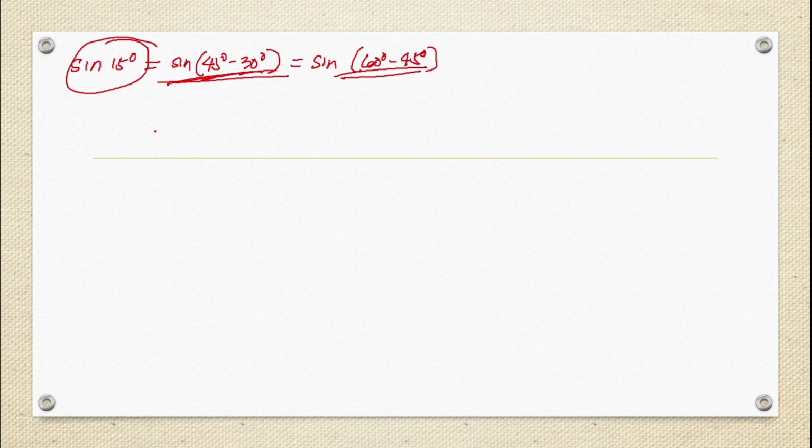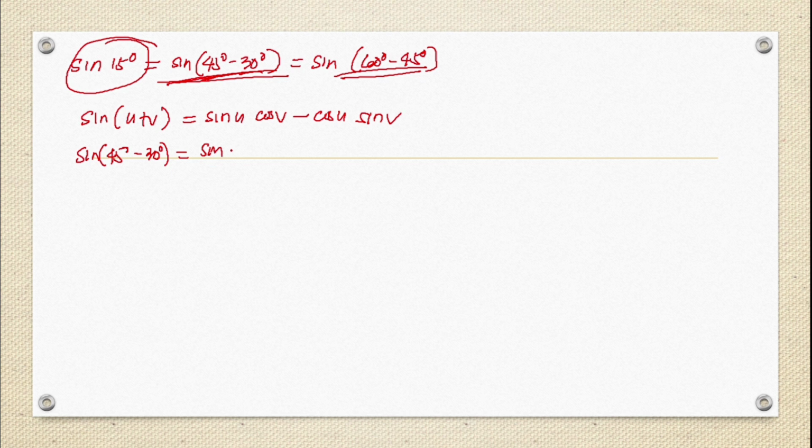So let's have first sine of u minus v, which is equal to sine u cosine v minus cosine u sine v. This is the formula for sine of the difference. Let's start with sine 45 degrees minus 30 degrees. We need to find sine 45 degrees cosine 30 degrees minus cosine 45 degrees sine 30 degrees. So first we need to find sine 45 degrees, cosine 45 degrees, sine 30 degrees and cosine 30 degrees.